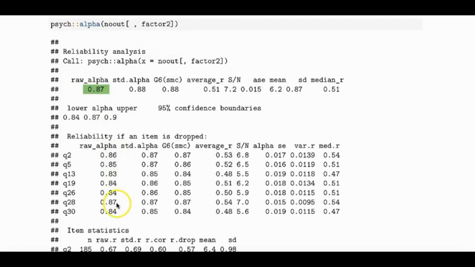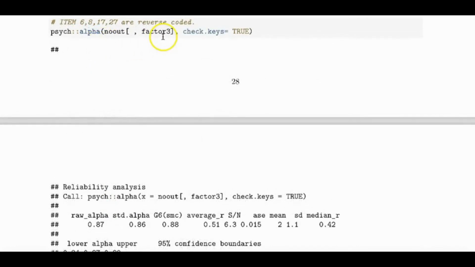There's nothing that I can delete that can make it better. And finally, I do my alpha for factor 3. The issue with factor 3 is that items 6, 8, 17, and 27 should be reverse coded.